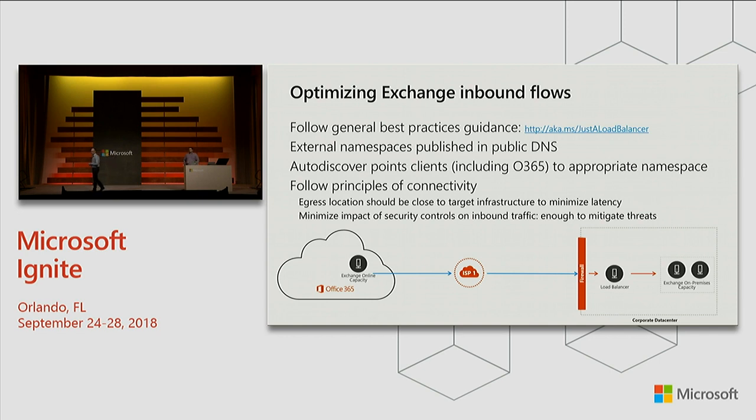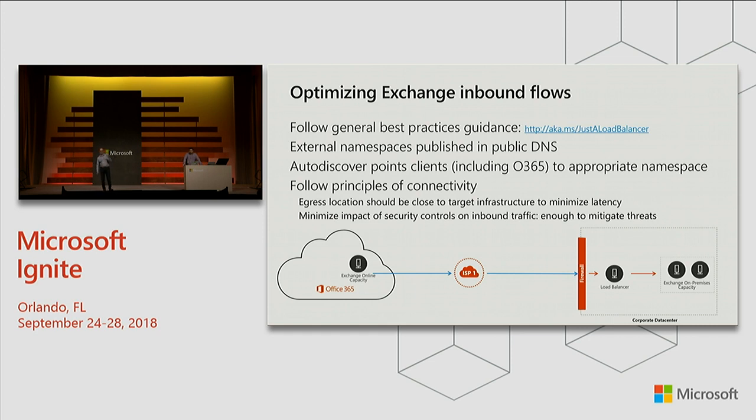You've got your external namespaces published in public DNS, because this is all public connectivity between O365 and your infrastructure. And we recommend generally following our principles of connectivity here. We want to make sure that you're not going to be backhauling this inbound traffic across your corporate WAN, right? That point on your network where you're publishing these endpoints ideally is going to be pretty close to the physical capacity within your network, where that mailbox data is that's going to need to be accessed. So if you're going to be migrating mailboxes, you don't want to have your MRS endpoint sitting halfway around the world from where your actual mailboxes are, right?